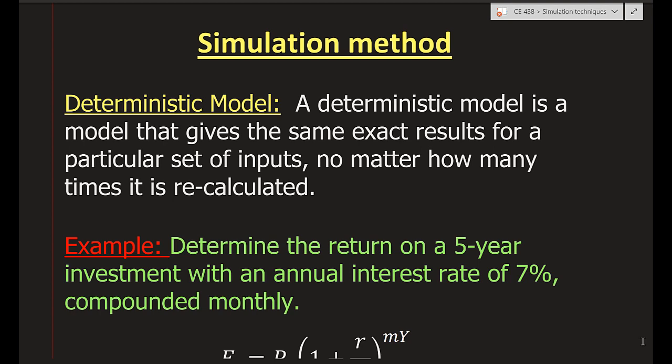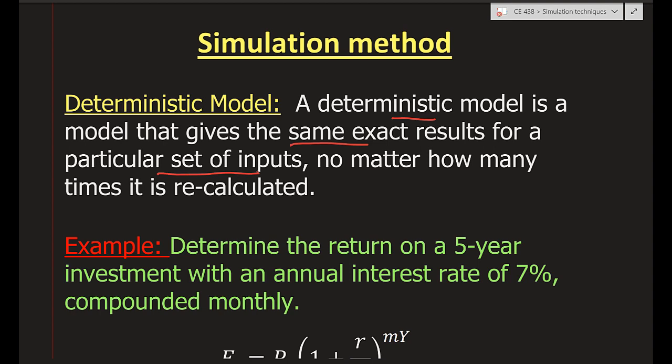We can have one kind of model that is called a stochastic model, and another kind that is a deterministic model. So let's try to understand what this deterministic model is. A deterministic model is a model that gives the same exact result for a particular set of input no matter how many times you recalculate the output using this model.